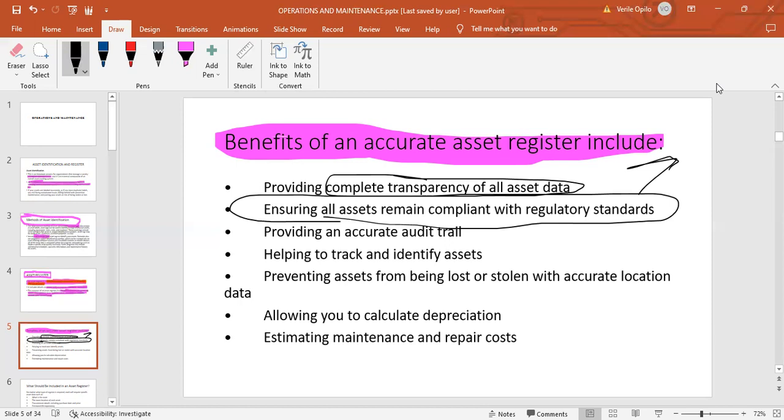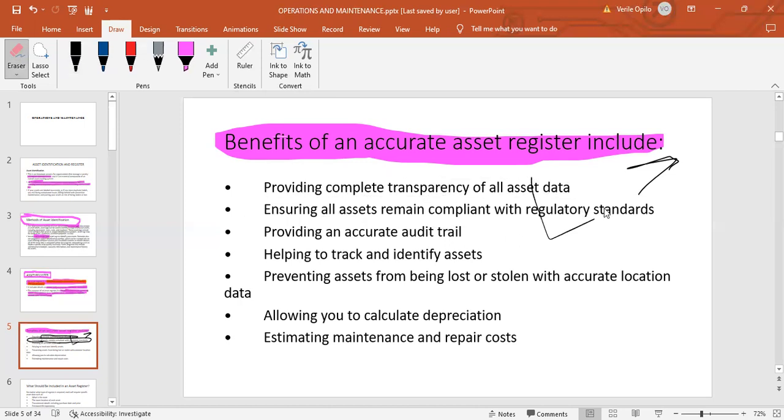So in this case, it means that if you have details about the assets of the company, you can correlate the requirements of the assets to the laws and regulations that have been set, so that you end up being in compliance with the rules and regulations.